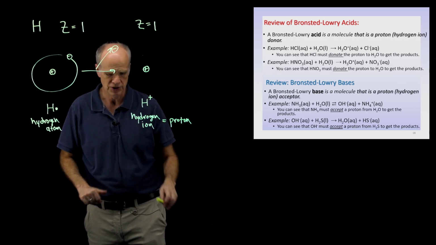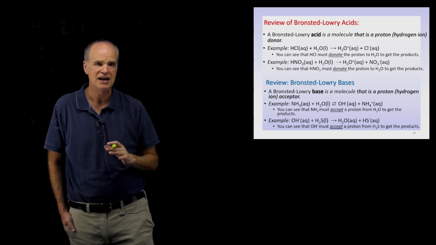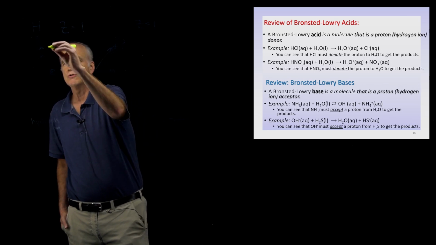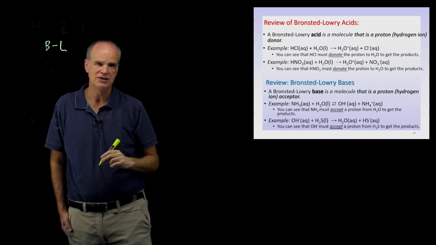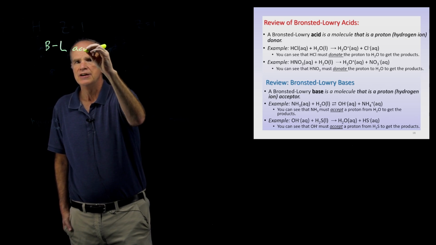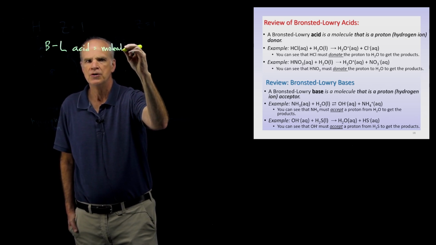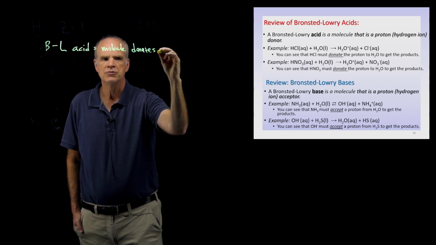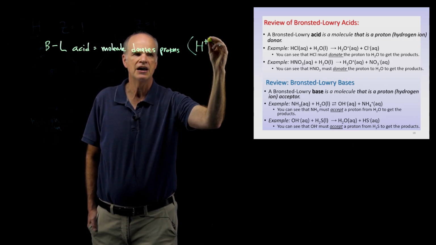So let me erase this really quick. Okay, so the definition of a Bronsted-Lowry acid is a molecule that is a proton donor. Here we're talking about a Bronsted-Lowry acid, so I'm just going to write B-L acid. And I'm going to indicate that the molecule donates protons. And again, a proton is just a hydrogen ion.